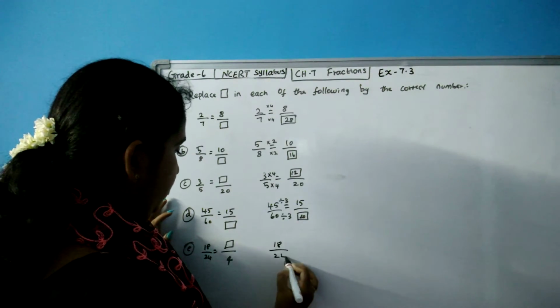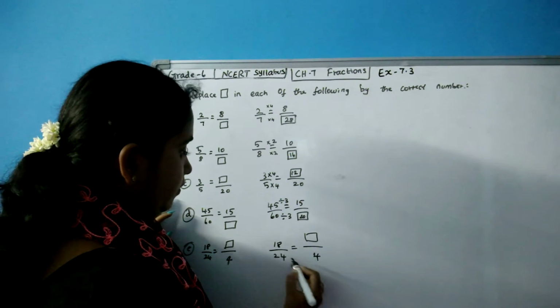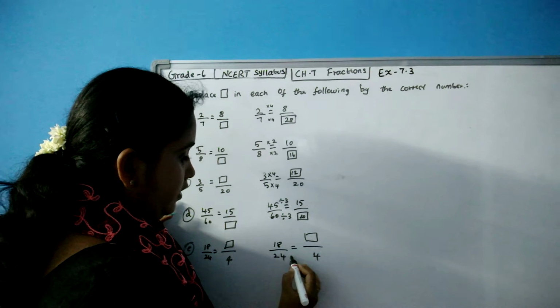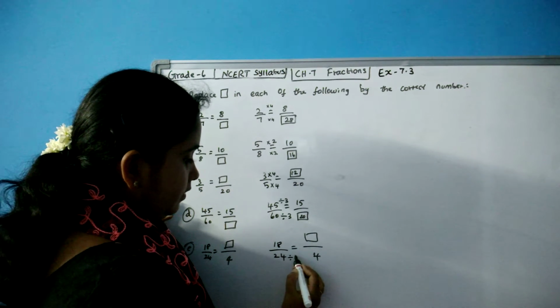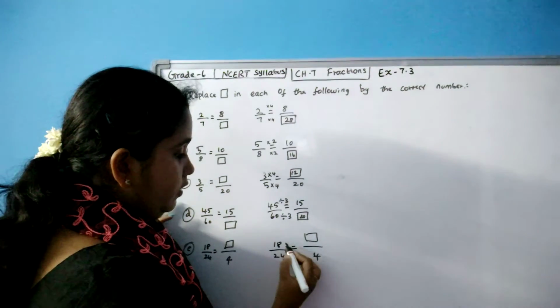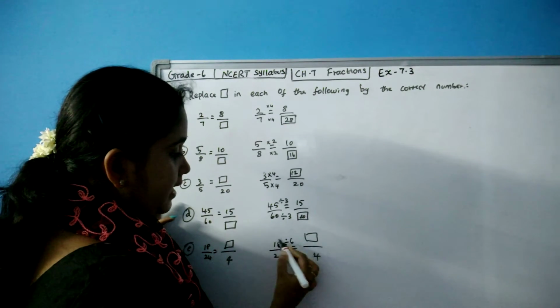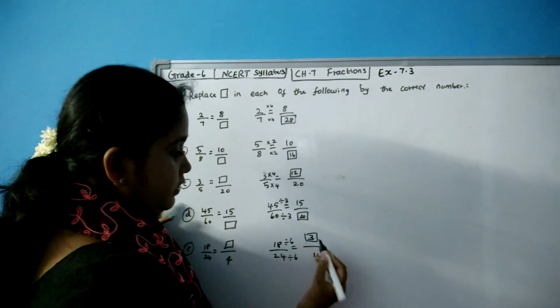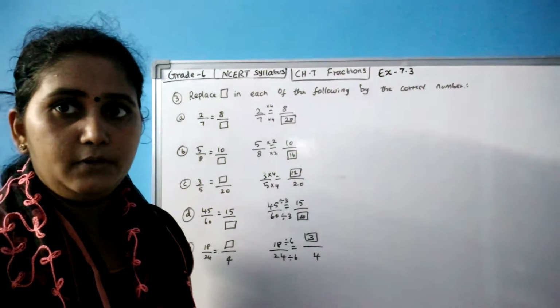18 by 24 equal to box by 4. 24 divided by 6. 1 6 are 6, 4 6 are 24. Will give you 4. Similarly 18 divided by 6. 1 6 are 6, 3 6 are 18. So 3 is your answer. Hope you understand. Now we will move on to the next sum.